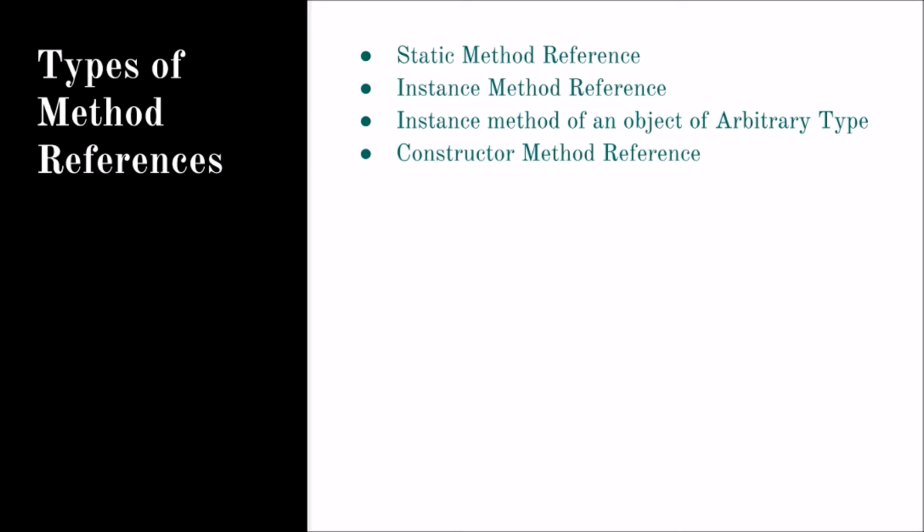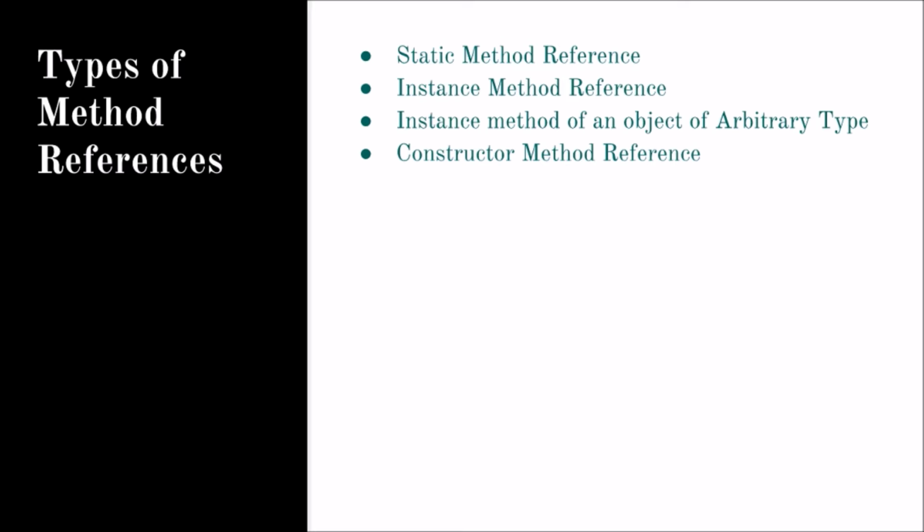What are the types of method references? There are four types. One is static method, then instance method, then instance method of object of arbitrary type, and constructor method reference. We will see some examples of each of these kinds, and after that it will be clear to you what these different types of method references are.